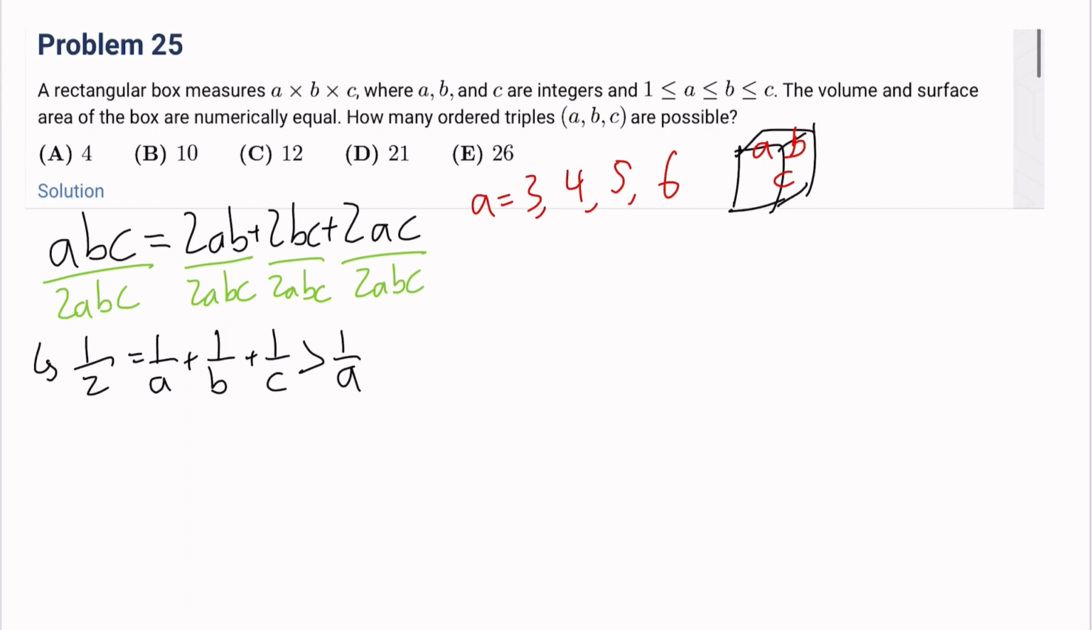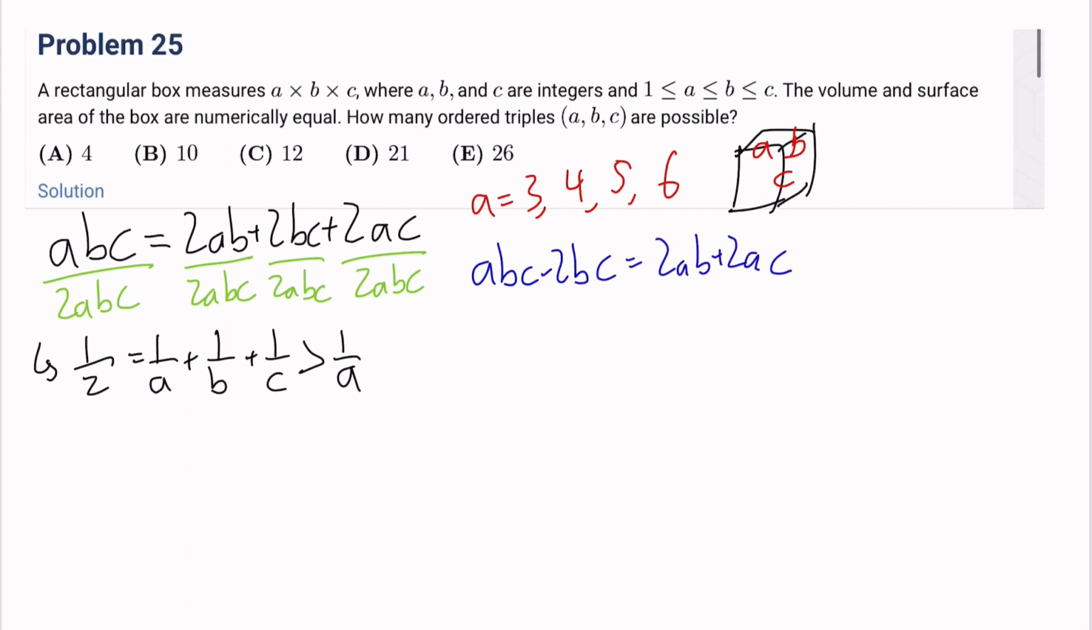And now, how many ordered triplets a, b, c are possible? So what we have to do now is go back to the original equation, and then we move 2bc to unite the bc's together, right? And so that will give us abc minus 2bc equals 2ab plus 2ac.